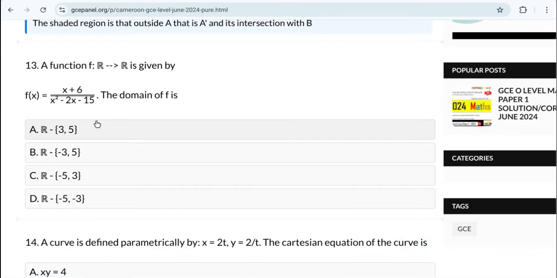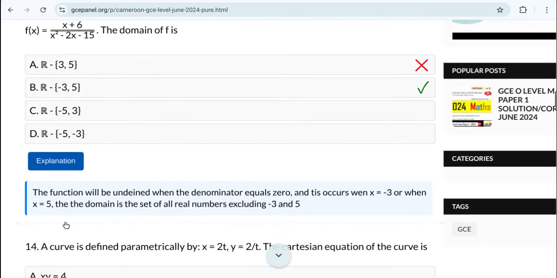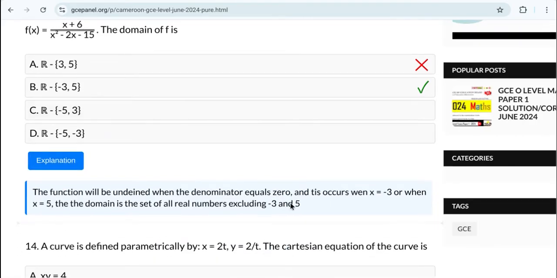So let's see how we do this. So with this, check out the key. It's not A, it's B. Okay, so when we equate the denominator to 0 and solve, you're going to have x equals negative 3 and x equals 5. So we're going to exclude negative 3 and 5 from the set of real numbers. So this is the domain of this function.